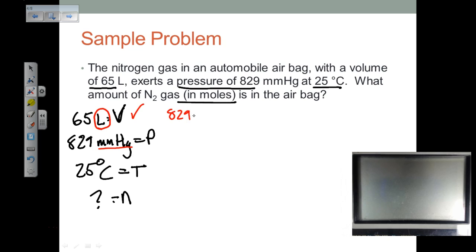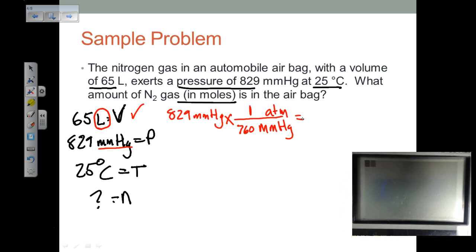So 829 millimeters of mercury, and then we're going to set up an X line. Okay, this allows us to interconvert easily between the two units that we want. We put millimeters of mercury on the bottom, and we want to go to atmosphere, and we would have to look that up. Fortunately, I know it off the top of my head. It's 760 millimeters of mercury is equal to 1 atmosphere, and so now we do the math. Okay, so we do 829 divided by 760, and that equals 1.09 atm. Great. So now we have that in the appropriate units.